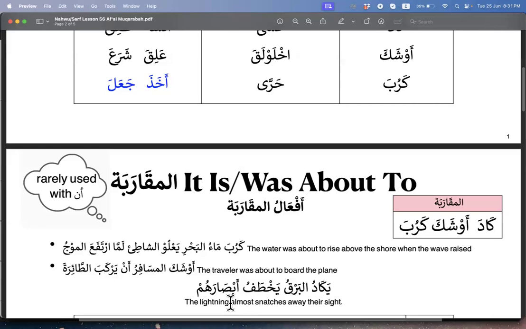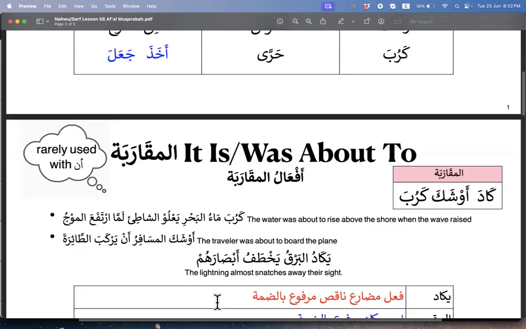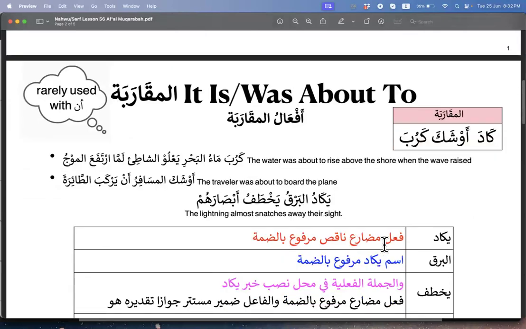And then absarahum. Absarahum, mudaf ilayhi. Okay, and then this absara is the mudaf. But before that, the mudaf is what status? Nasab. So why is it nasab? It's maf'ulun bihi. Yes. Maf'ul bihi to yakhtafu. Good. And then yes, the hum will be mudaf ilayhi. Exactly. Okay, so here exactly what you said.